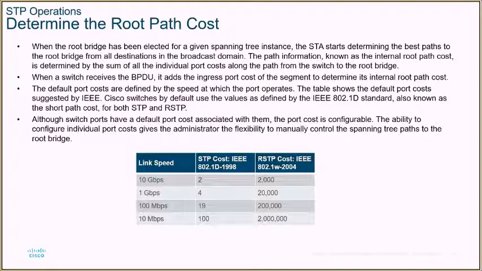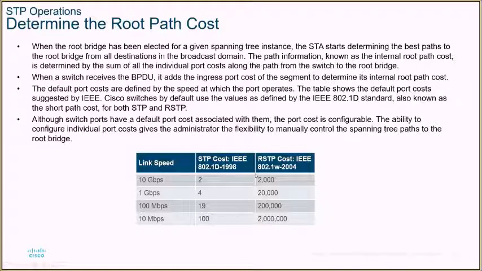The table shows the default port costs suggested by the IEEE. Cisco switches by default use the values as defined in the IEEE 802.1D standard, also known as the short path cost, for both STP and Rapid Spanning Tree Protocol. Although switch ports have a default port cost associated with them, the port cost is configurable. The ability to configure individual port costs gives the administrator the flexibility to manually control the spanning tree paths to the root bridge. Okay, so with 802.1D, we have a port cost of 2 for 10 gig, 4 for 1 gig, 19 for 100 megabit, and 100 for 10 megabits.